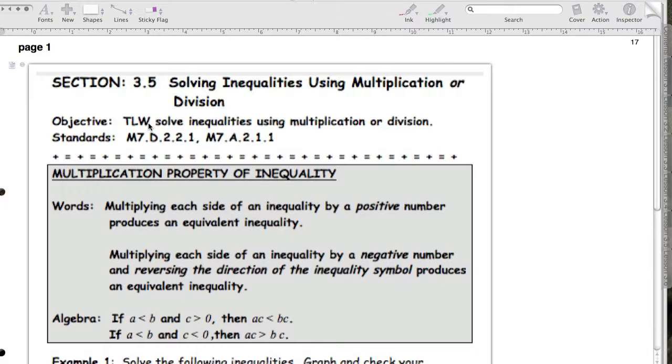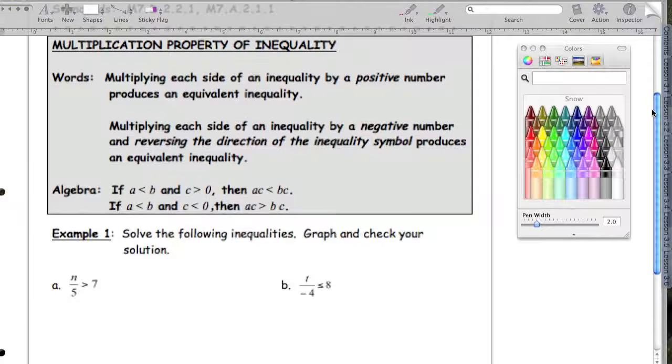Okay, let's take a look at lesson 3.5, solving inequalities using multiplication or division. The nice thing is that the lesson is pretty much exactly the same as solving equations with multiplication and division. You're going to do the inverse operations just like you did before. The difference, though, is this key part right here.